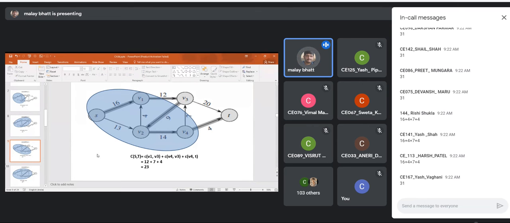So S, V1, V2, V4. The outgoing arrow is from V1 to V3. Then it is from V4 to V3 and V4 to T. So that will give us 12 plus 7 plus 4. It is 23.